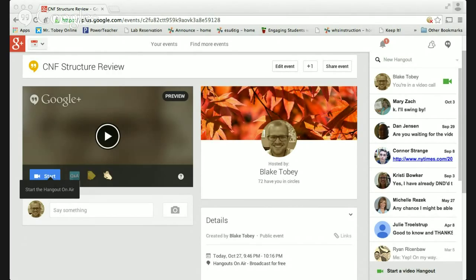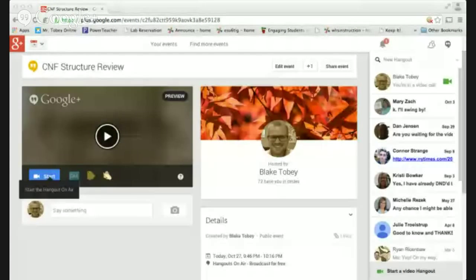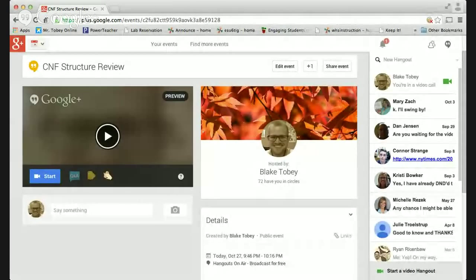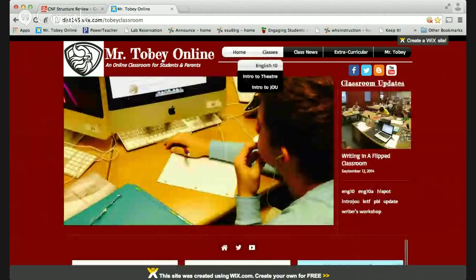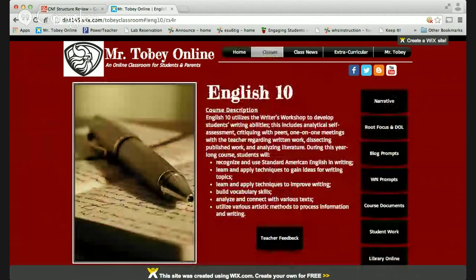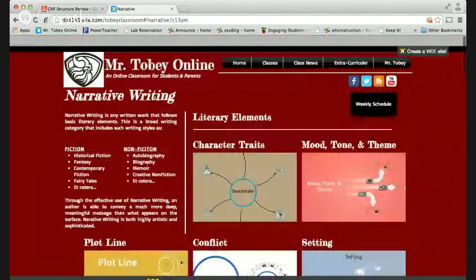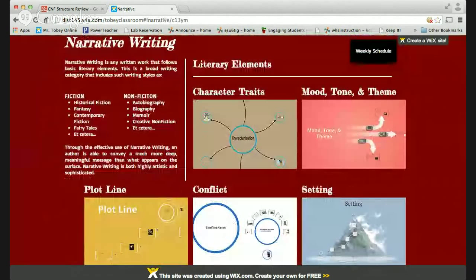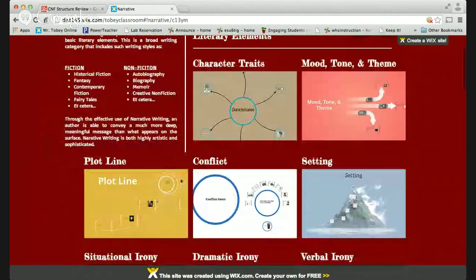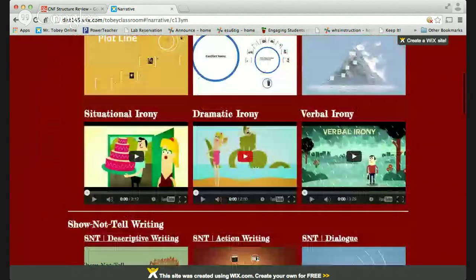Okay, we're going to do a quick review over what the creative nonfiction structures are. So if you go to the classroom website, and then go into the narrative tab up at the top, I'll show you where everything is located. So again, if you're doing a narrative structure as opposed to an essay structure, you can include all these different things: character traits, mood, tone, conflict, setting, ironies, etc.